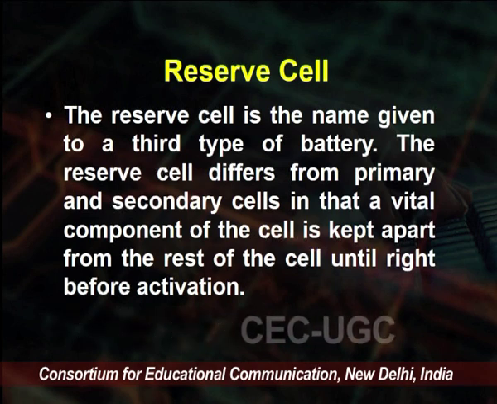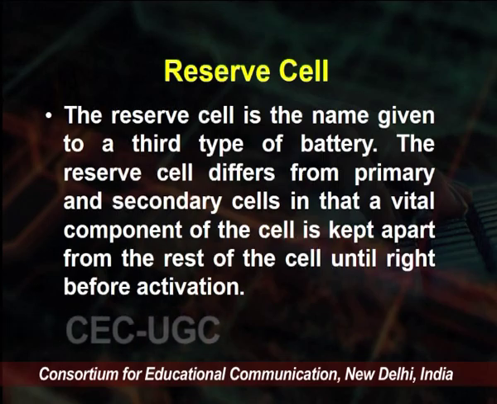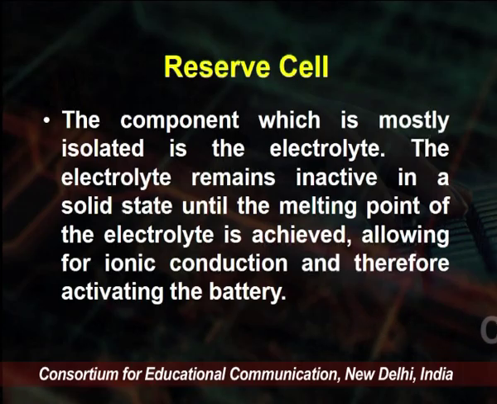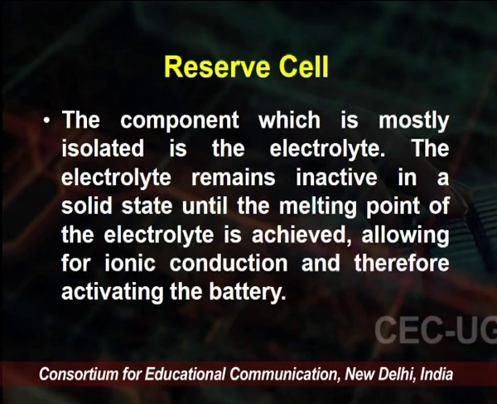Now, what is the reversible cell? Another type is the reversible cell, the third type of battery. This reversible cell is a name given to the third type of battery, and the reserve cell differs from the primary and secondary cell in that a vital component of the cell is kept apart from the rest of the cell until before activation. The component which is mostly isolated is the electrolyte. So, the electrolyte remains inactive in the solid state until the melting point of the electrolyte is achieved. So, we keep the electrolyte away, allowing for ionic conduction and therefore activating the battery. So, self discharge is successfully eliminated and chemical deterioration is minimized.